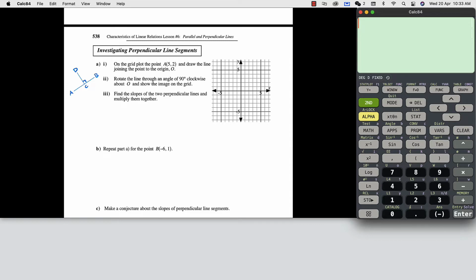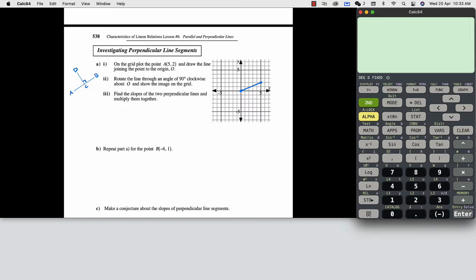We're going to start off again with a point at 5 and 2. So it's starting out right there. And it's coming from the origin. So it says to draw a line to the origin, which is right there. So this is our line segment right there. Just going to do that with a thicker line so it shows up a little bit more.